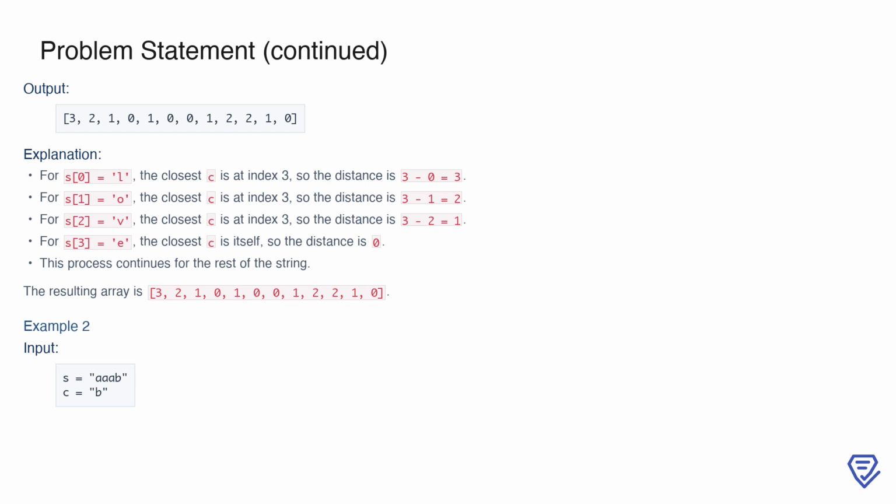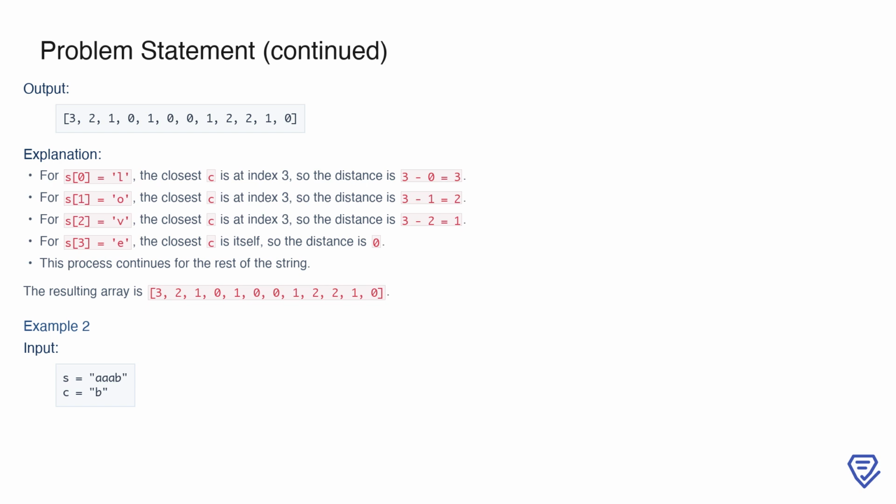Now, let's take a look at an example. If S is LeetCode and C is E, the output array would be 3, 2, 1, 0, 1, 0, 0, 1, 2, 2, 1, 0. Here's how these values are calculated. For S[0], which is L, the closest E is at index 3, so the distance is 3. For S[1], which is O, the closest E is still at index 3, so the distance is 2. This logic continues until we reach S[3], which is E itself, so the distance is 0.